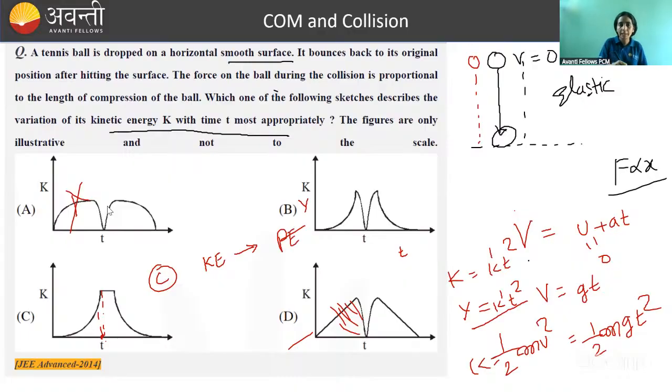x is happening. So kinetic energy won't stay the same, it won't remain maximum, kinetic energy will decrease. Okay, so this cannot be true because here it is shown that kinetic energy will stay the same. After that, kinetic energy will start decreasing as the ball will go up. No, it won't stay the same during the time of collision. Somewhat it will get converted into potential energy.